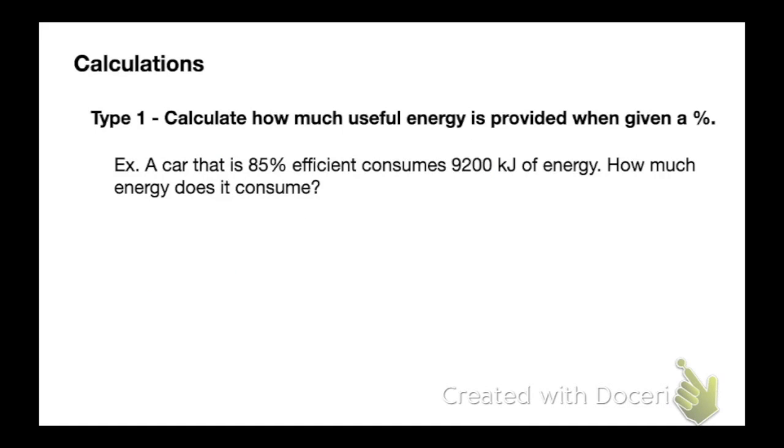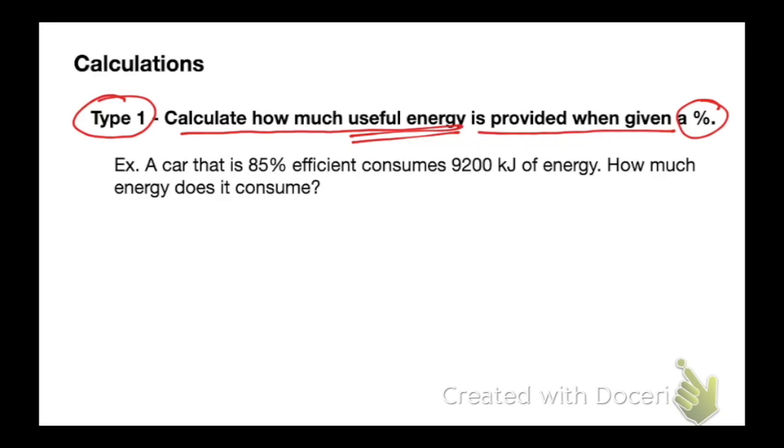Okay, so here's what we're going to do. The first type of calculation is calculate how much useful energy is provided when I'm given a percent. So let's read the question. A car that is 85% efficient consumes 9,200 kilojoules of energy. How much energy does it consume? In other words, how much useful energy does it actually have? Because I have 9,200 kilojoules, but it's only 85% efficient. Okay? All right, so how do I do this?